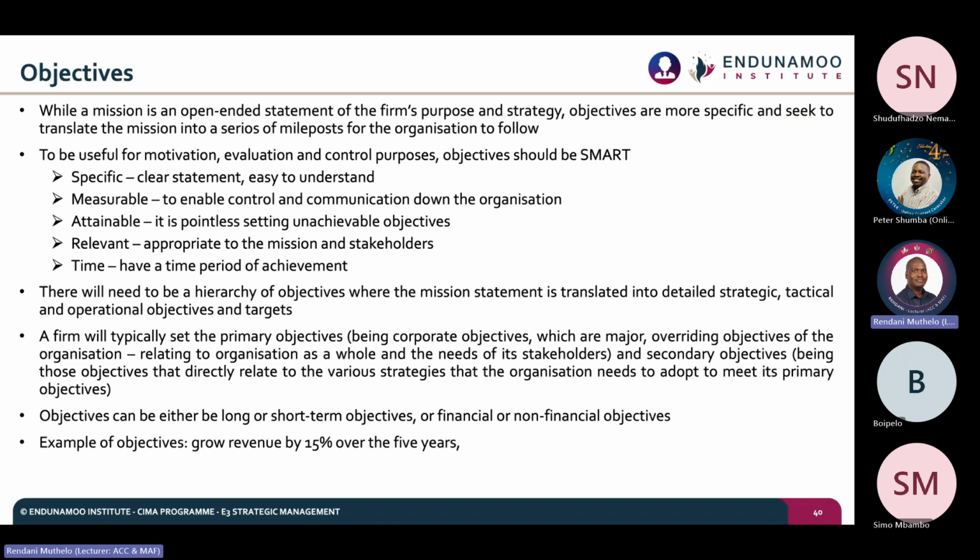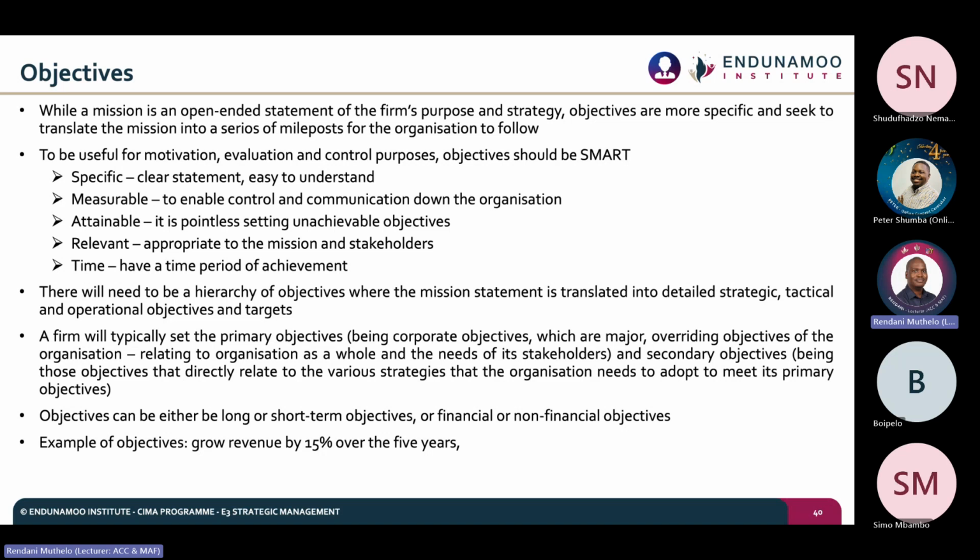Relevant. Is it relevant? My mission is to complete my degree. So if that is my mission, passing first year is relevant to that mission. Then time. When do I want to pass this first year? I have to pass it in my first year, in 1 year. So that will then be the time period. So that is what we are talking about.